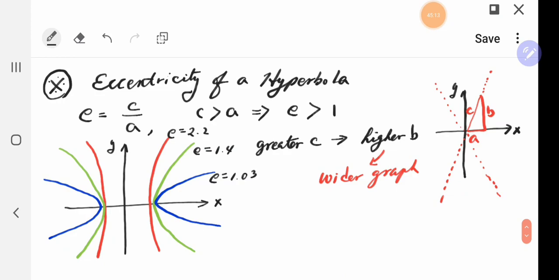So for eccentricity, C is always greater than A because C is the focus, outside the length of A. So eccentricity is always greater than 1. Based on the value of E, if E gets larger, then the graph will be wider and wider.